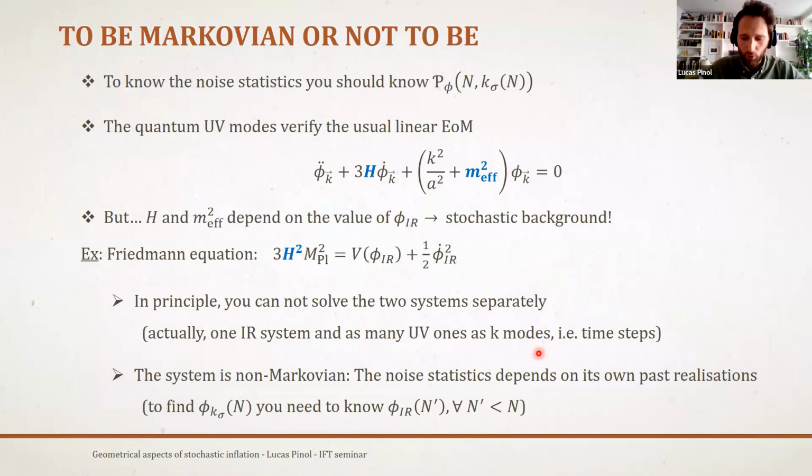Now a small remark and beginning to go into the details of stochastic processes. So how do you do in practice? Well, in order to evolve in time your Langevin equation, you need to know the noise statistics. But to know the noise statistics, as we've seen, you need to know the power spectrum of the UV fluctuations when they cross the cutoff scale.